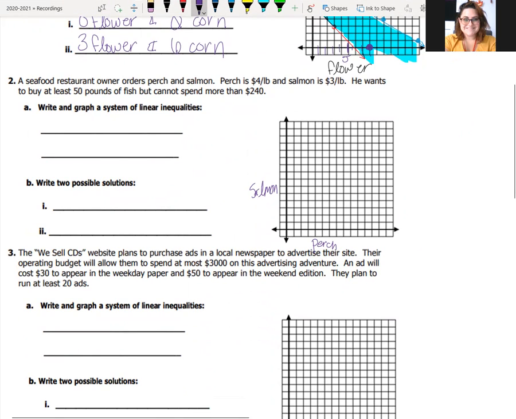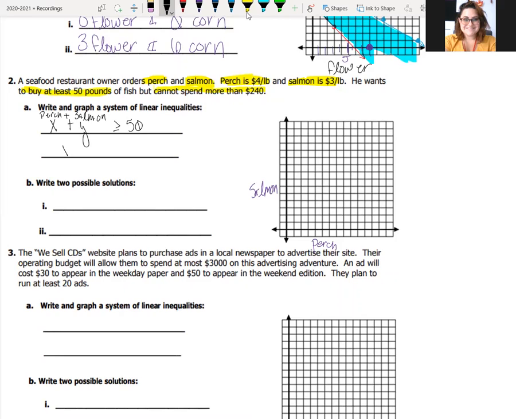So we sell perch and salmon. Perch is $4 a pound, salmon is $3. We want to buy 50 pounds, but cannot spend more than $240. So we said perch is X, X plus Y. So we'll call this one perch plus salmon. How many pounds do we want? At least 50. So more than or equal to 50.